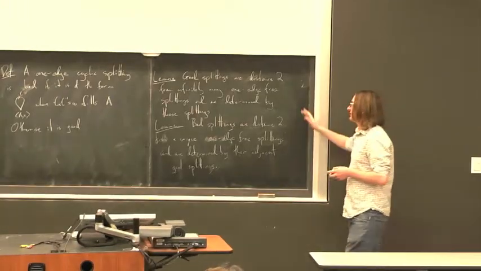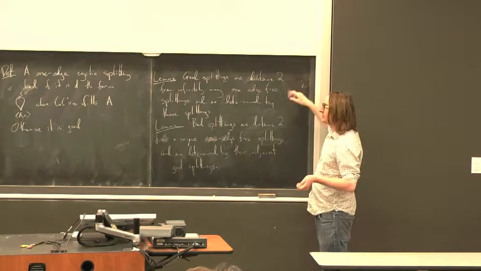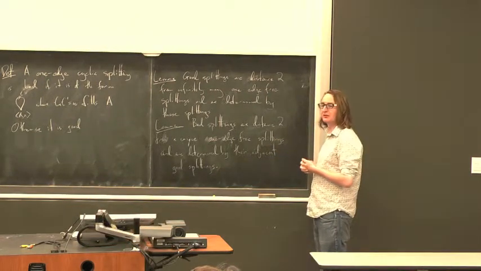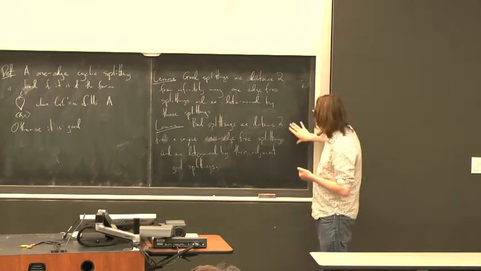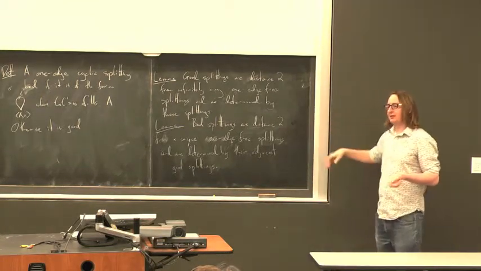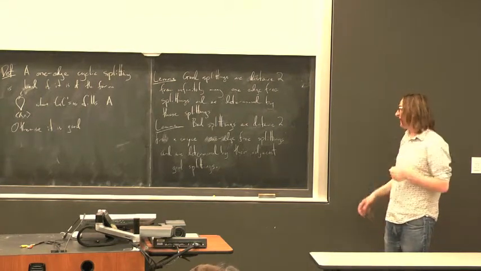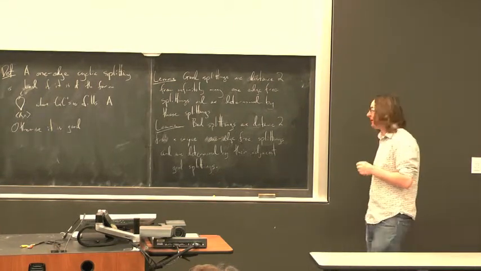So I know that when I add on all these good splittings to the free splitting complex, the isometry group is still the same. And then this second lemma lets me know that these bad splittings are also well-behaved. They're bad, but they're well-behaved.